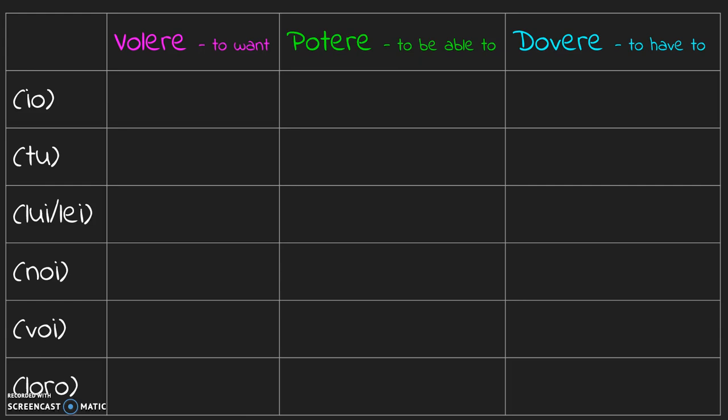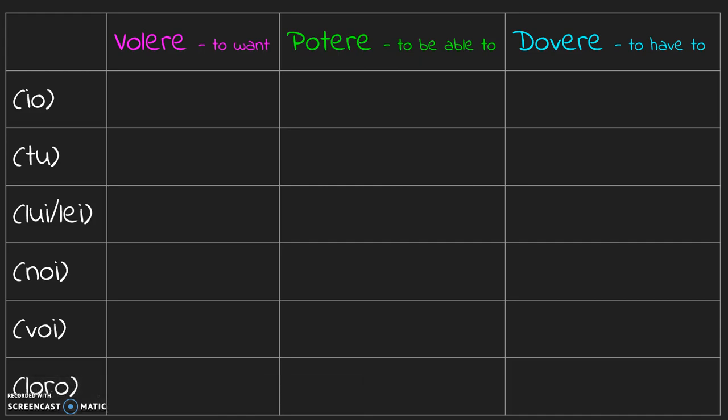So let's look at three modal verbs. Volere, to want, potere, to be able to, and dovere, to have to. All of these are irregular, so they need to be memorized.